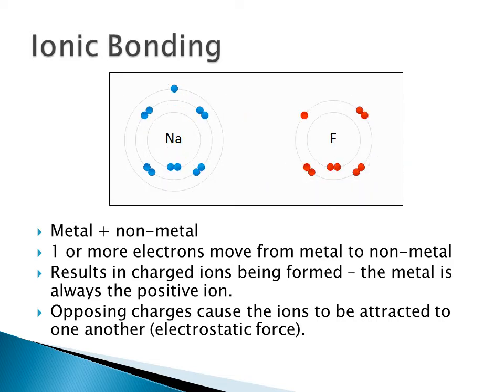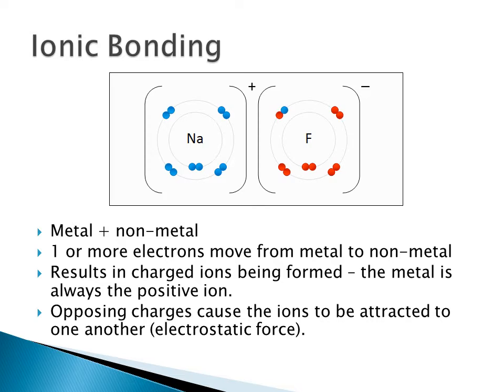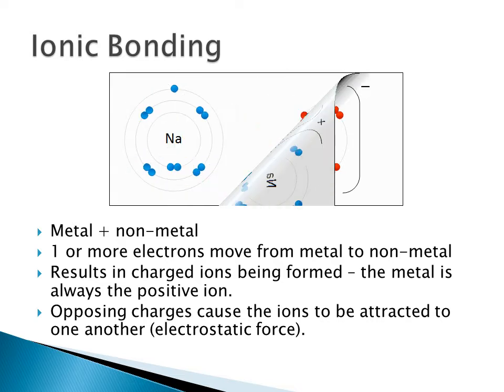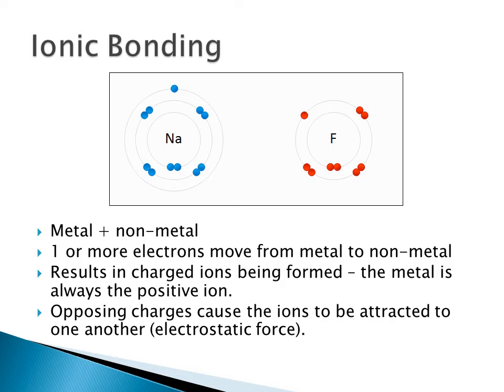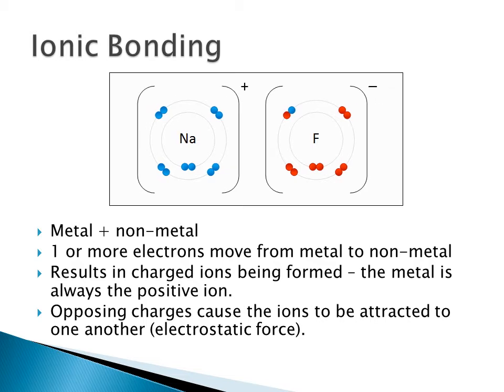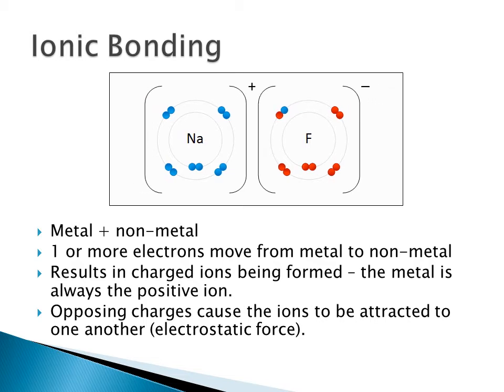a charged ion. The metal always becomes the positive ion. Now, if you ever get stuck on this, look on the back of the chemistry datasheet and you will find a list of charges and ions, so you'll know that sodium is always a positive one, and fluorine always becomes fluoride, a negative charge. So, important facts to know here.